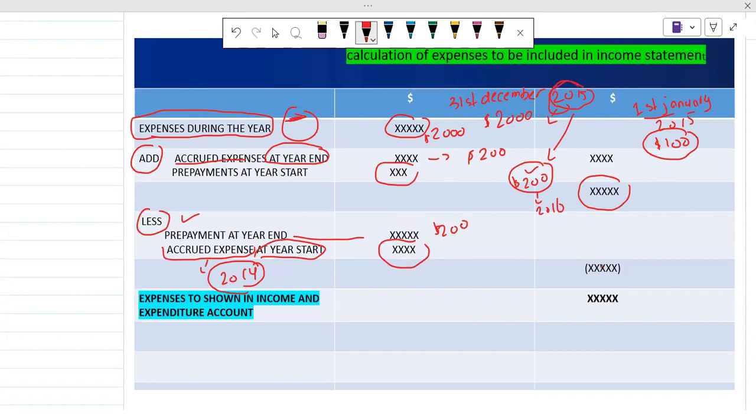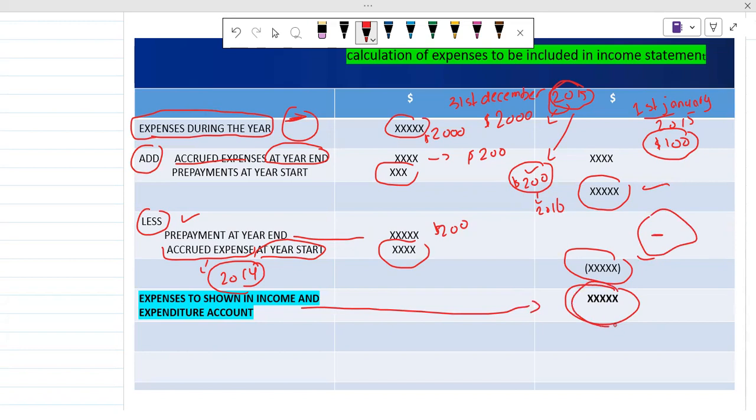Okay, so of course we have to subtract this amount. So okay, we have accrued expenditure at the year end, sorry, and prepayment at the year start, and after that prepayment at the year end and accrued expenditure at the year start. So we have to subtract these, and now what we have is basically the expenses to be shown in the income and expenditure account. So this is basically our amount, our expenses which should be shown in the 2015 year's income and expenditure account.